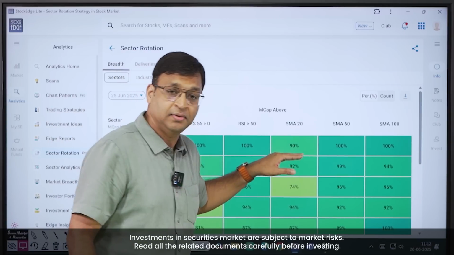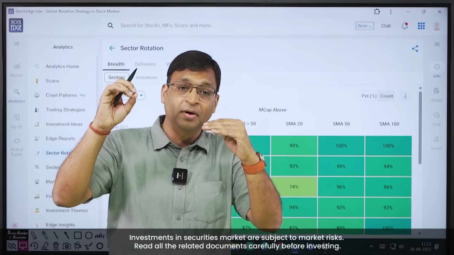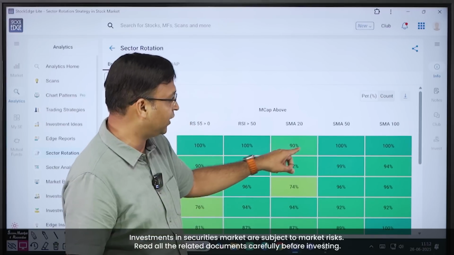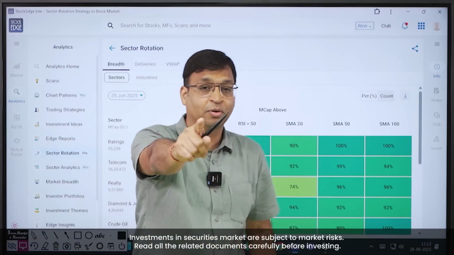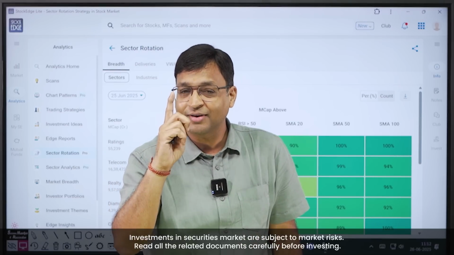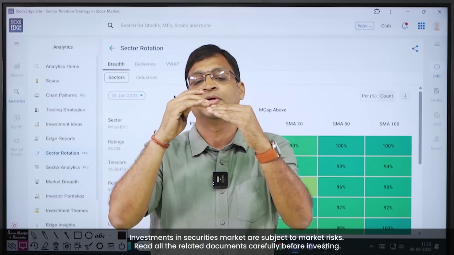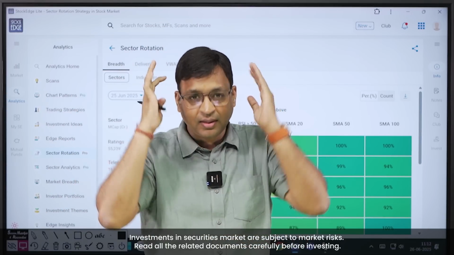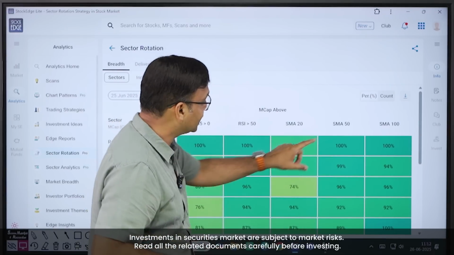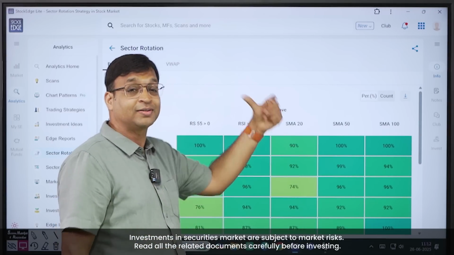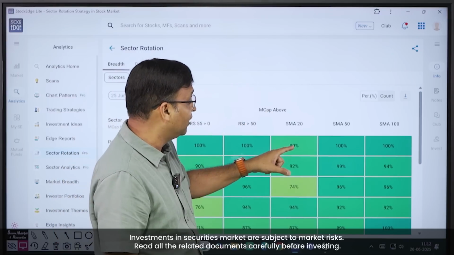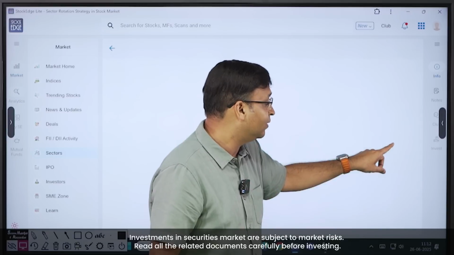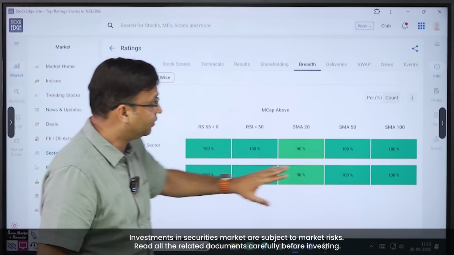SMA 20, stocks which are trading above simple moving average 20. 90% of the stocks, that is almost all stocks, are trading above the simple moving average of 20. What does it mean? You remember my first video where we talked about moving averages, and I said that if a stock is trading above short term, medium term, long term moving average, that means the stock is trending up and we can think about buying that stock. So yes, here you see 90% of the stocks in this sector are trading above the 20 moving average. Similarly, 100% are trading above the 50 moving average and 100% are trading above the 100 moving average.